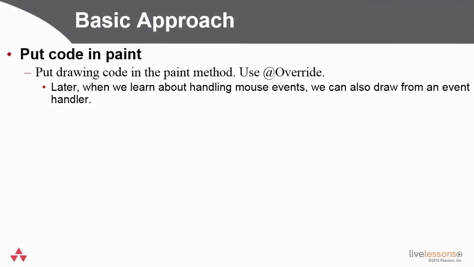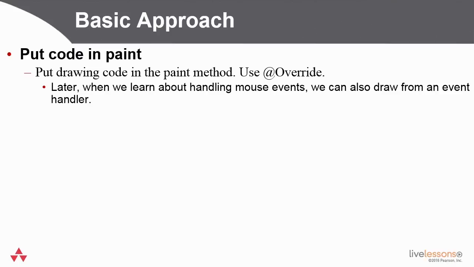Okay, in the earlier section, we introduced applet drawing basics. Let's do a quick review and then look at a few more details about the drawing operations available to applets. So we said that you put the code in the paint method, you use @override, and then the system automatically invokes the paint method at the right time.